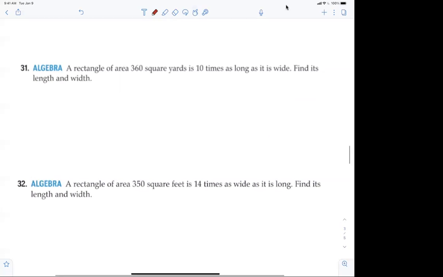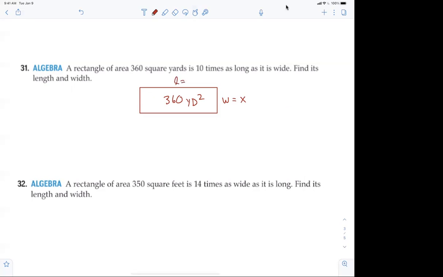All right, so again, let's practice drawing things out here. Let's make a rectangle. The area we know inside here is 360 square yards. So the width we could label as what? X. And the length we could label then as what? 10x.